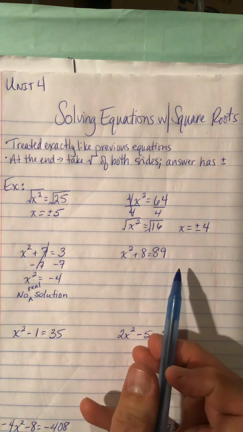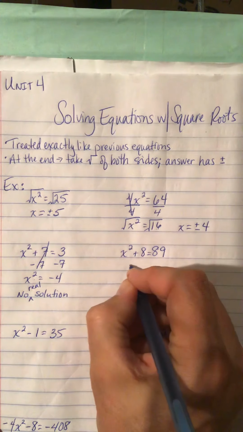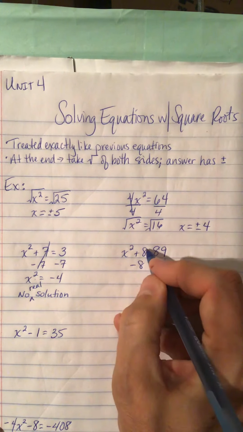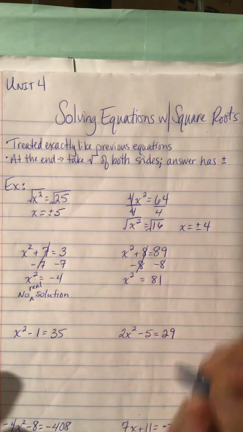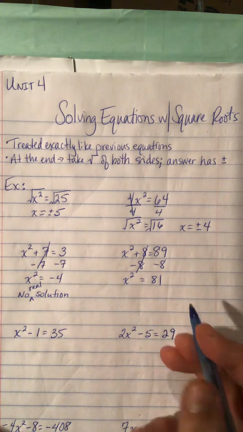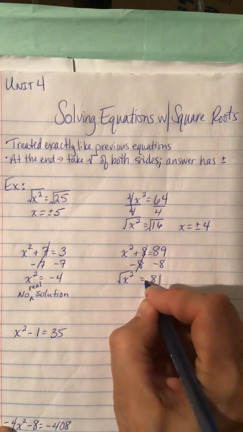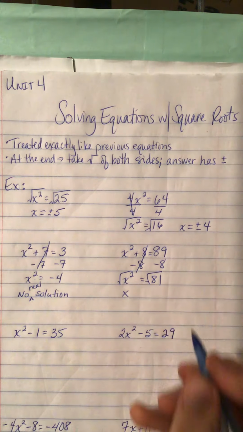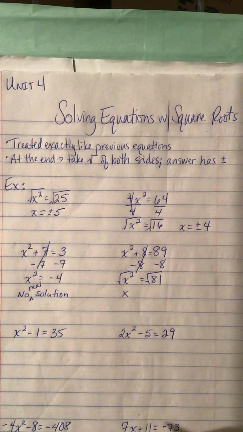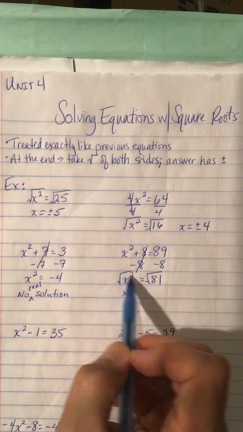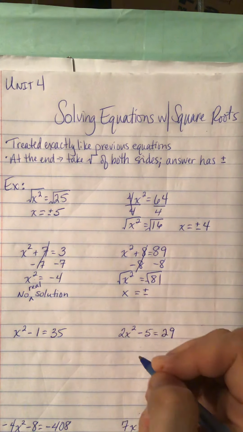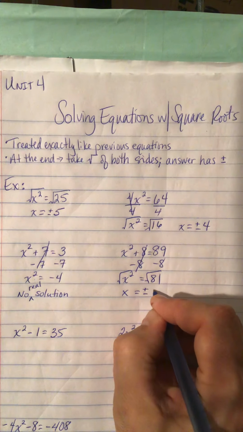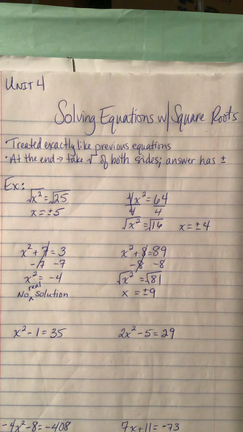X squared plus 8 equals 89. So we're going to subtract 8 from both sides, use that inverse operation. X squared is equal to 81. Okay, so we take the square root of both sides. The square root of x squared is x, because square rooting is the inverse operation of squaring. These two cancel each other out, so we have only the x, equals plus or minus. What number would you multiply together to get 81? That would be 9. So x is equal to plus or minus 9.